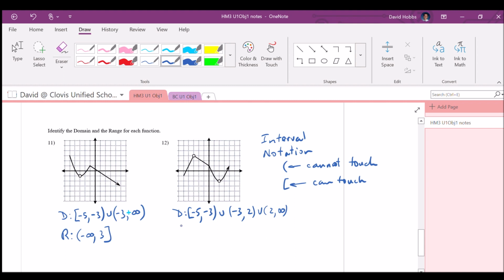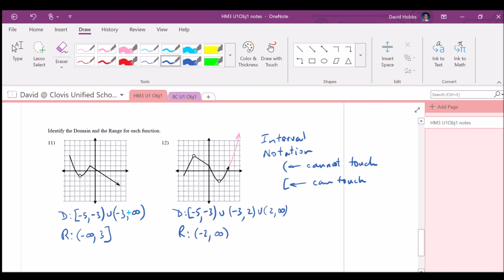We always want to go from the lowest value to the highest value. Range on this one, okay, so my lowest elevation is -2. Can I touch it? No. Now it goes up forever because notice the arrow going up. Goes up forever, so it's going to infinity. Now it didn't touch elevation 3 over here, but the arrow's going up forever, and so therefore elevation 3 is in there, and so it just goes up forever.